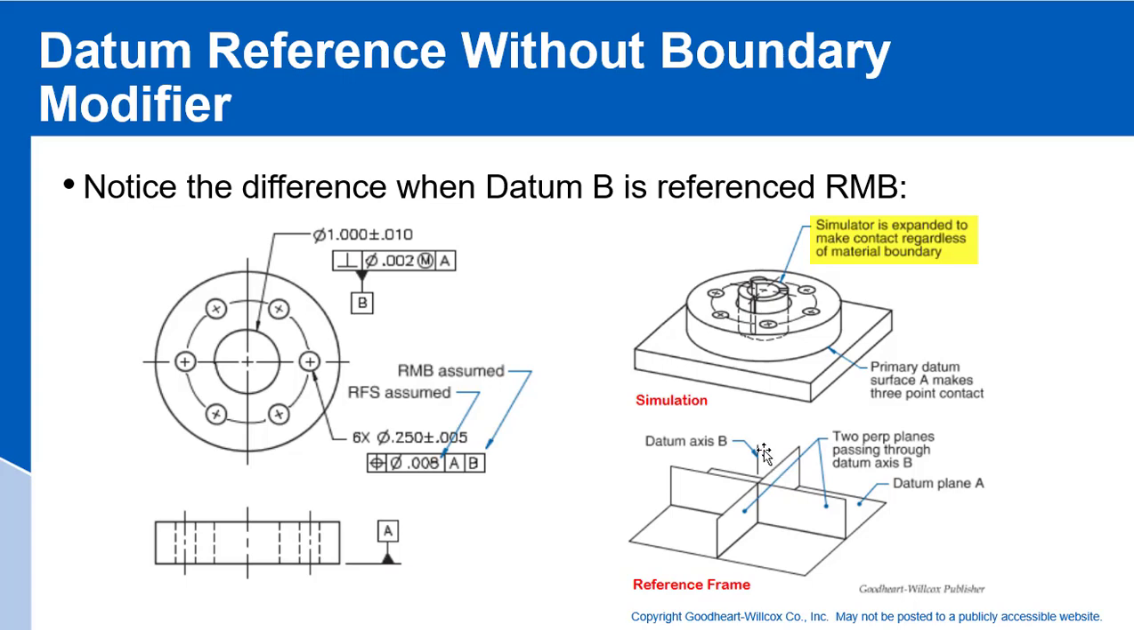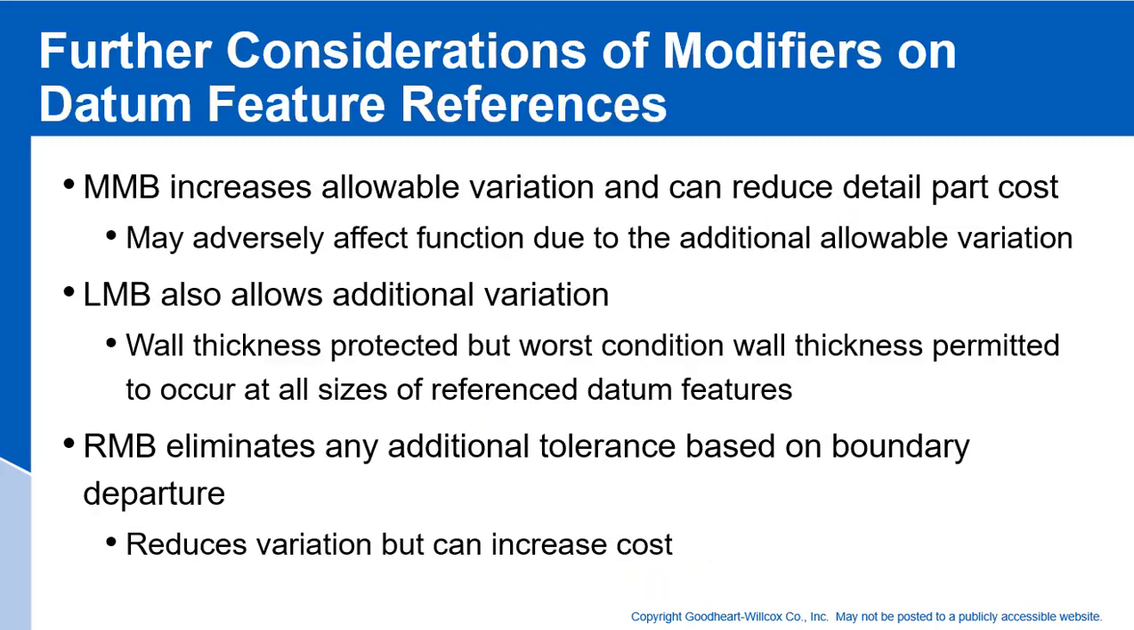It gives you a much tighter precision on your parts, but it can drive up costs. That's why we only use these when you really need it for the function of your part. So that's what I wanted to say about these further considerations of modifiers and datum features. RMB eliminates all additional tolerances, but it can drive up costs, so just use that sparingly, only if you have to.